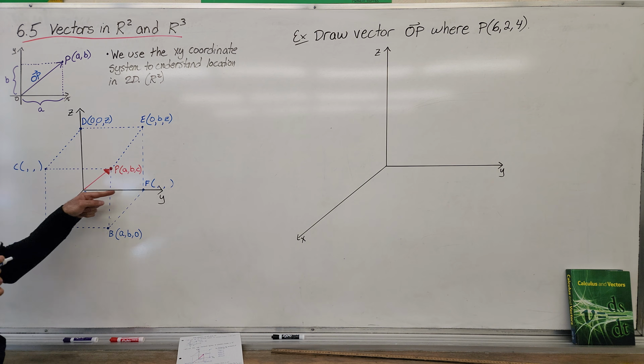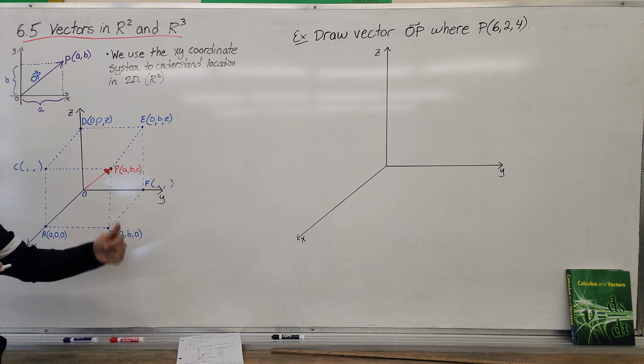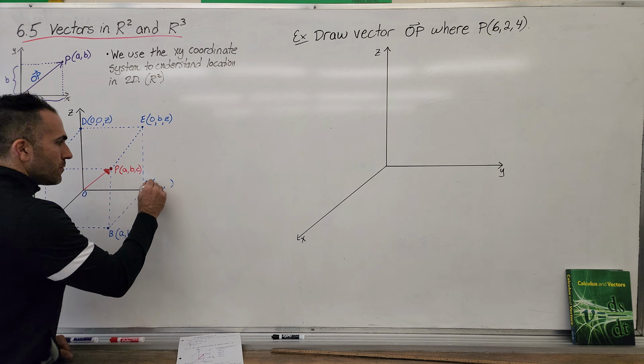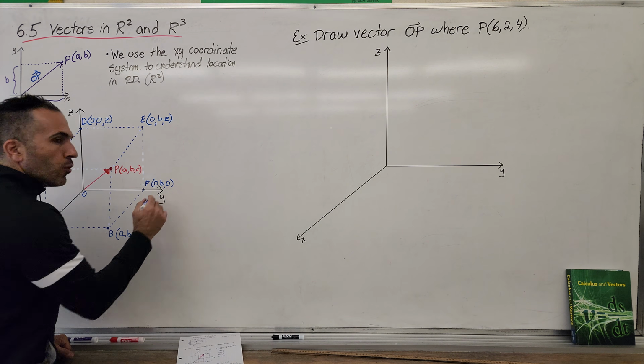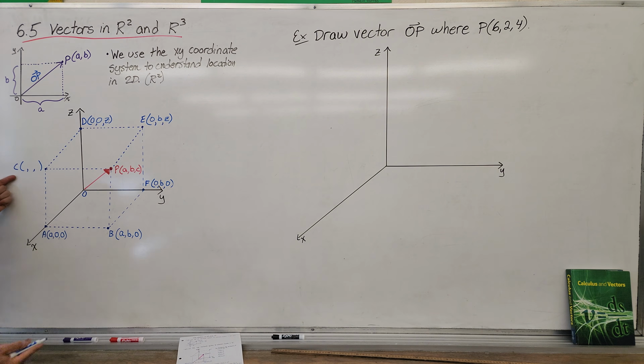What about this one down here? It hasn't moved vertically. (a, 0, 0). Nope, (0, b, 0). It has only moved in the y dimension, that way. What about this one? How do we find this one? (a, 0, z). A has not moved that way. So (0, 0, z). Yep.